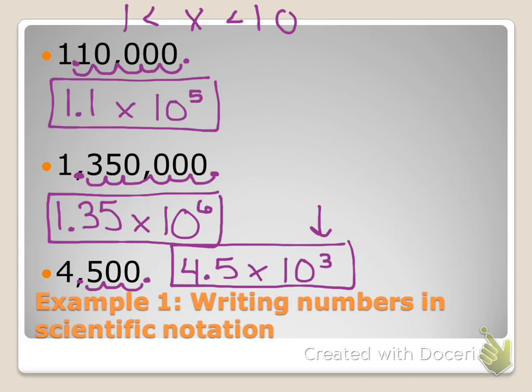All right, now I'm going to restate what I just said before this example. I am not changing this number. 1.1 times 10 to the 5th power, if you put that in your calculator, you would get 110,000. Same thing with the other two examples. All we're doing is writing it in a shorter version. That's what scientific notation is.